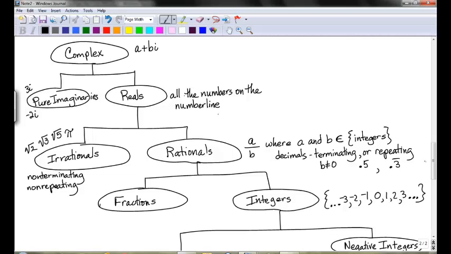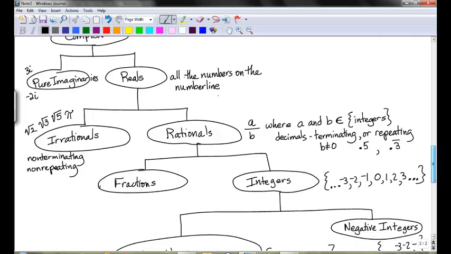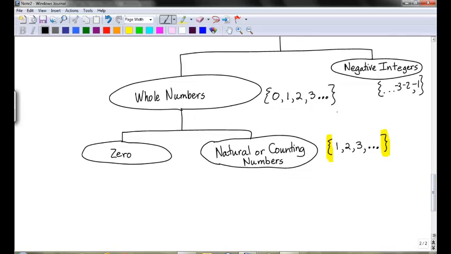Say I pick like 3/4. 3/4 is not natural, it's not a whole, it's not an integer. It finally fits. 3/4 is rational. If it's rational, it's also real. If it's real, it's also complex. You can just work your way up the chart. Make sense? Okay.